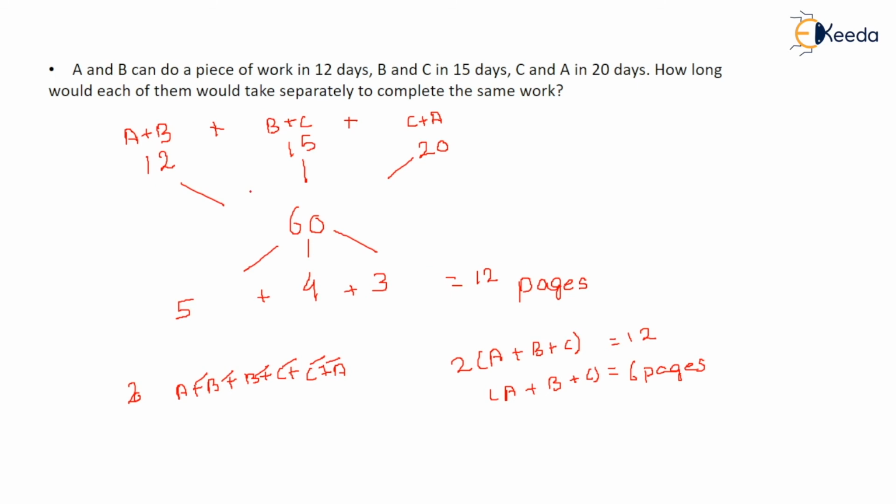And how many pages do they have to write? They have to write 60 pages. So 6 pages they write in a day, 60 pages they have to write. So how many days will they take? 60 by 6 comes out to be 10 days. So your answer will be 10 days they will take to complete the work together.